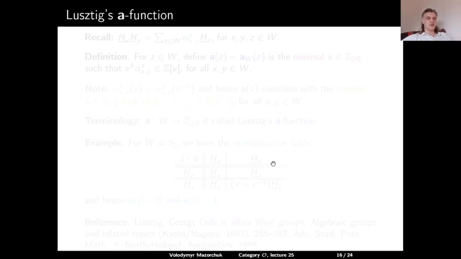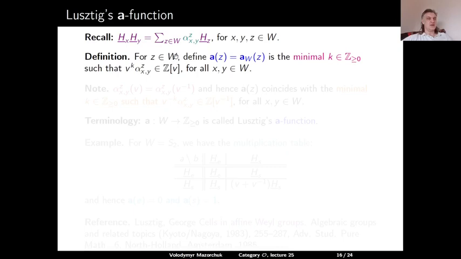Next, we need to discuss the notion of Lusztig's a function. Recall that we have the structure constants α_{x,y,z} of the Hecke algebra with respect to the Kazhdan-Lusztig basis. So for z in W, define a(z) as the minimal k such that if you shift the structure constant α_{x,y,z} by v to the power k, we get a polynomial in v. And this should be a minimal k which works for all possible x and y in W.